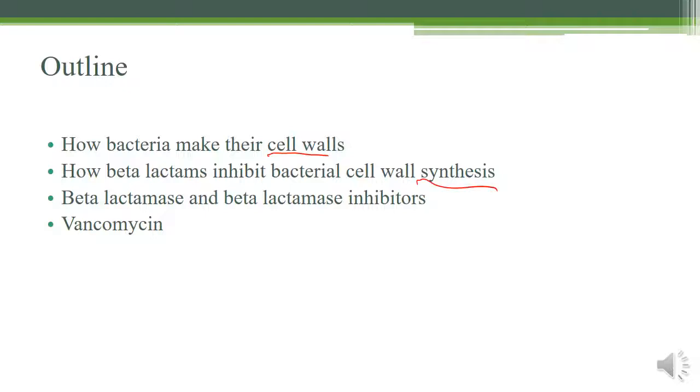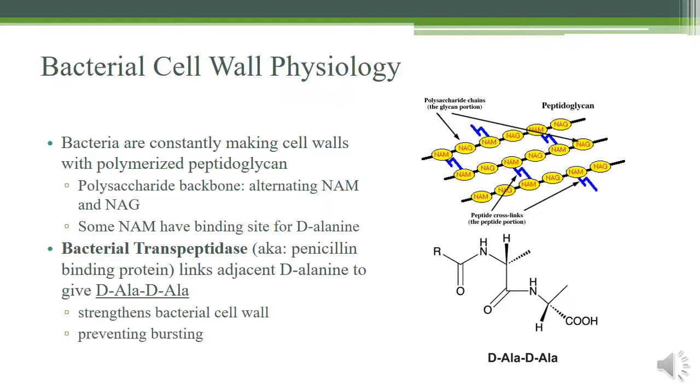We're also going to go over beta-lactamases and beta-lactamase inhibitors, and we're also going to go over a special drug known as vancomycin, which does not really fit into the beta-lactam family.